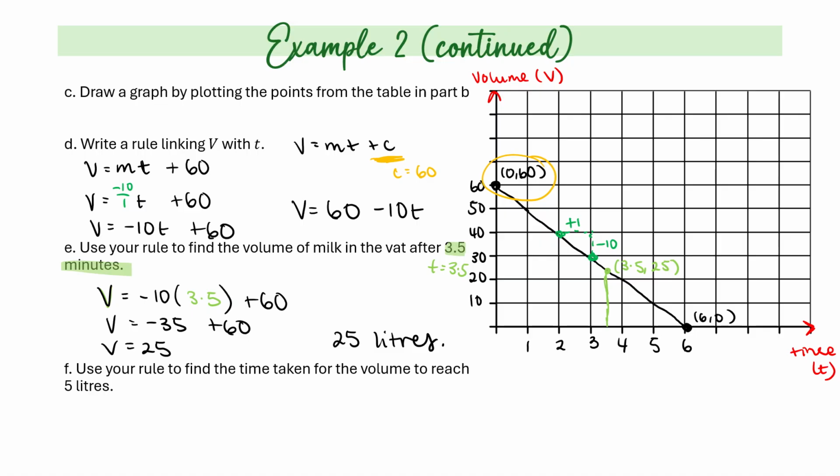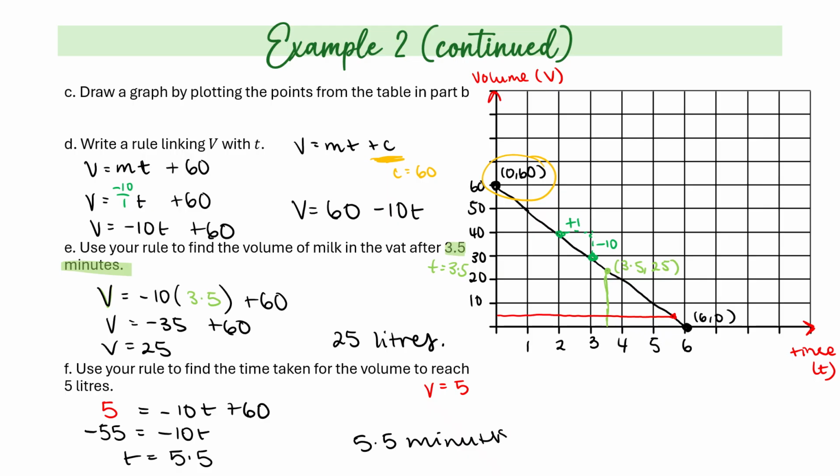We can do the same thing with our volume. We've been asked to figure out the time taken for it to reach 5 litres. I can once again draw a line across at 5 because I know that my V would be equal to 5. And I can see that's going to be at about 5.5 minutes, all right? But we can once again use our rule to figure that out. I know that 5 take 60 is going to be negative 55, and then divided by negative 10, t is going to equal 5.5. Okay, so it's 5.5 minutes that it takes for this vat of milk to get to 5 litres.